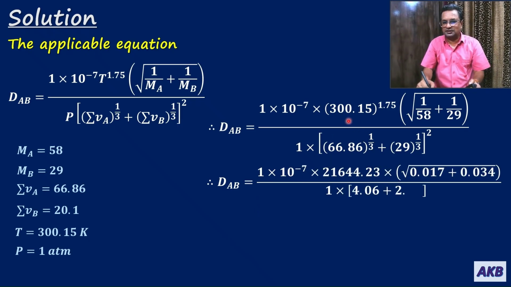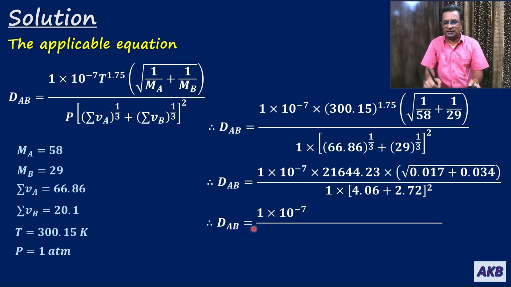This is this term: 300.15 raised to 1.75 is 21644.23. 21644.23 into 1 upon 58 is 0.017, and 1 upon 29 is 0.034. Therefore, you have under root of 0.017 plus 0.034, divided by 1. 66.86 raised to 1 by 3 is 4.06, and 29 raised to 1 by 3 is 2.72, square of this.